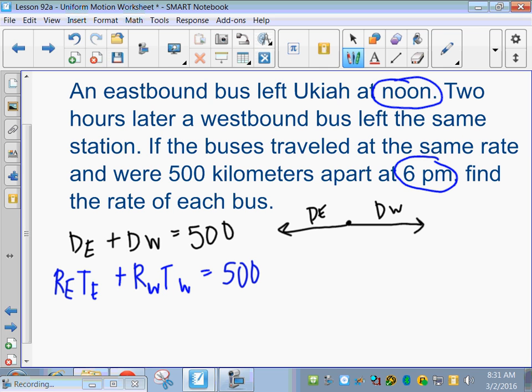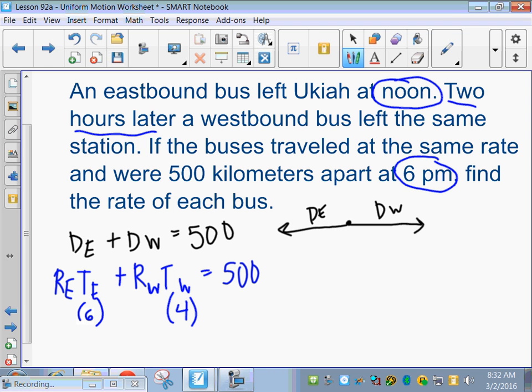So raise your hand if you can tell me what we're going to plug in for time of the eastbound train. Bethany? Yes, that would be 6 hours. From noon to 6 p.m. is 6 hours, right? And then it says 2 hours later, the westbound train left the station. So raise your hand if you know what we should plug in for the time of the westbound train. Isaac? Okay, 4 hours. It's 2 hours less. Good.